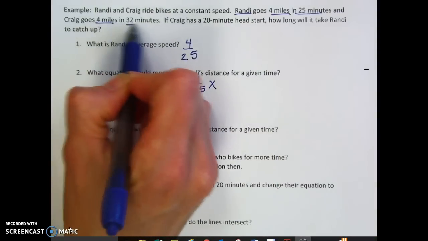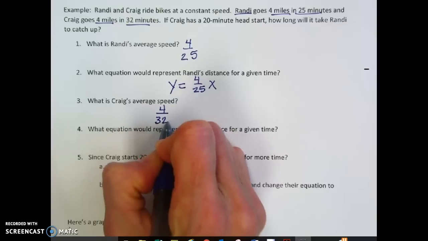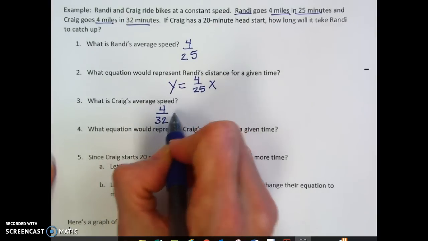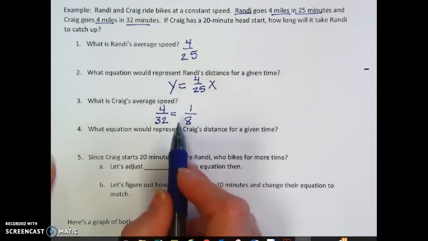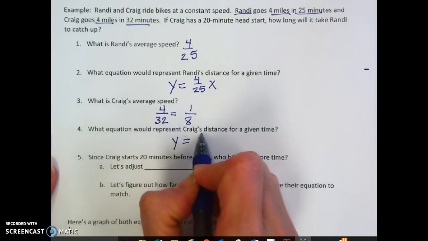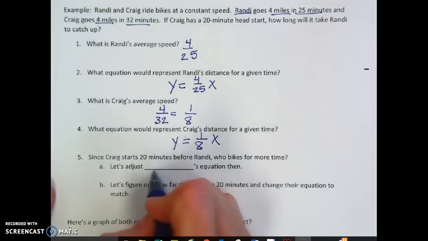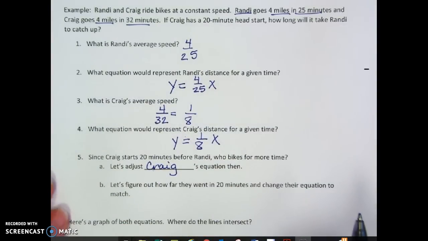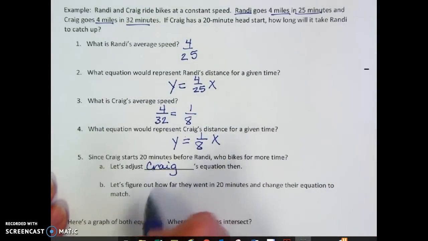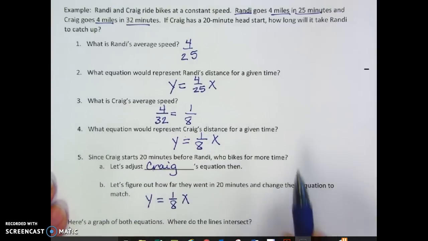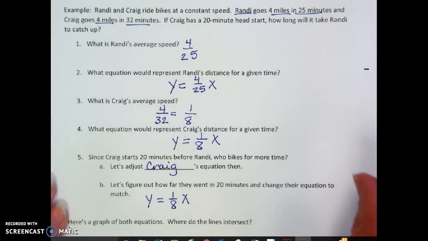Craig goes 4 miles in 32 minutes. So 4 divided by 32, distance divided by time. That does reduce. So Craig's speed is 1/8, and his equation is y equals 1/8 x. Remember, speed is the same as slope. Since Craig starts 20 minutes before Randy, who is biking for more time? Craig starts earlier, so Craig's biking for more time. So we need to adjust Craig's equation. Craig's equation is y equals 1/8 x, and since he started earlier, he already has a big chunk of distance covered before Randy starts to ride.